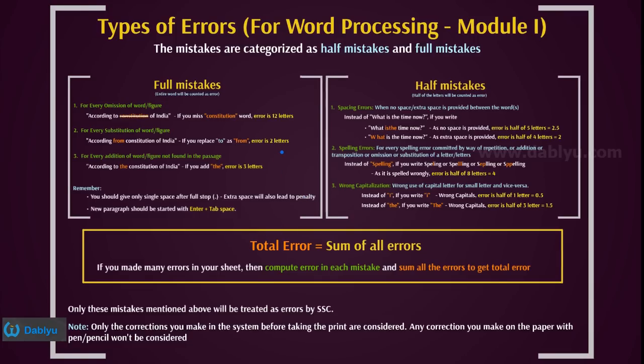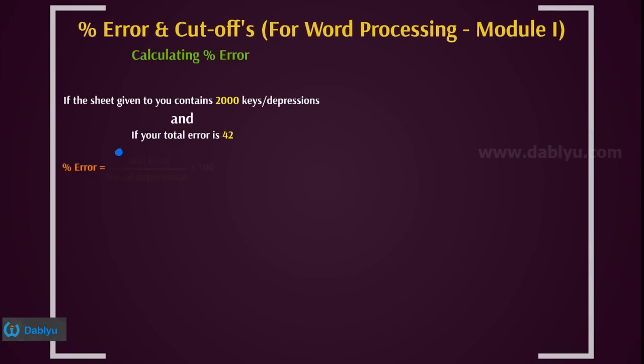Now let's get into the next slide where we'll look at how to compute percentage error. So percentage error is pretty simple. You can directly apply the percentage formula, where the formula will be total error by number of depressions into 100. So this is the formula for percentage error. Suppose the sheet contains 2000 keys or depressions and your total error is 42, then your percentage error will simply be 42 by 2000 into 100, that is 2.1%.